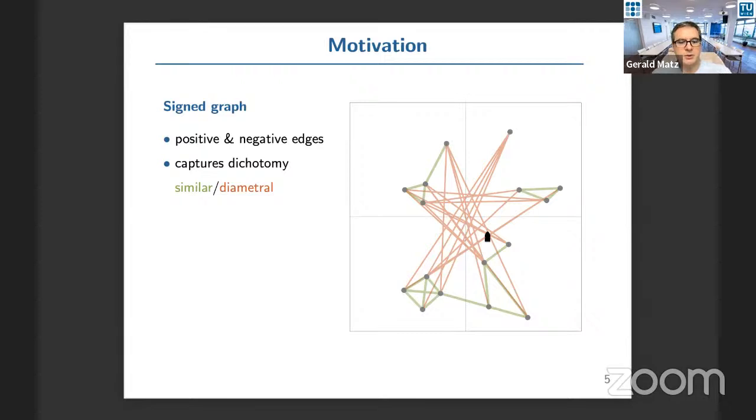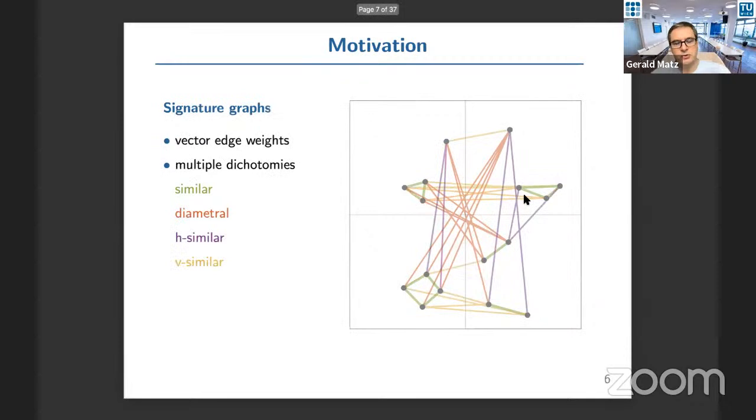And what we did recently is we took this a little bit further, because also here, it's not the complete relationships that are represented by this graph. For instance, there's points that have almost the same horizontal coordinate, like these guys here, but lie on opposite ends with regard to the vertical coordinate, right? So they're neither similar, nor are they diametral, but they agree in the first coordinate and disagree in the second coordinate. And this motivated us to introduce what we call signature graphs.